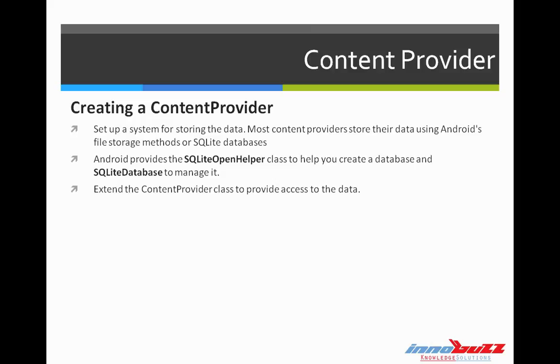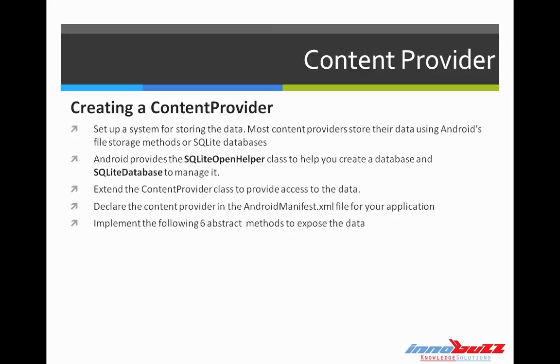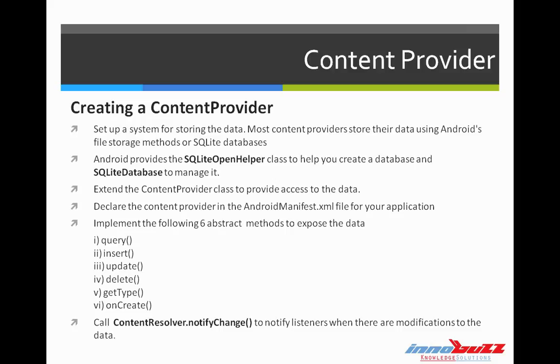Extend the ContentProvider class to provide access to the data. Declare the content provider in the AndroidManifest.xml file for your application. Implement the following 6 abstract methods to expose the data: query, insert, update, delete, getType, and onCreate. Call contentResolver.notifyChange to notify listeners when there are modifications to the data.